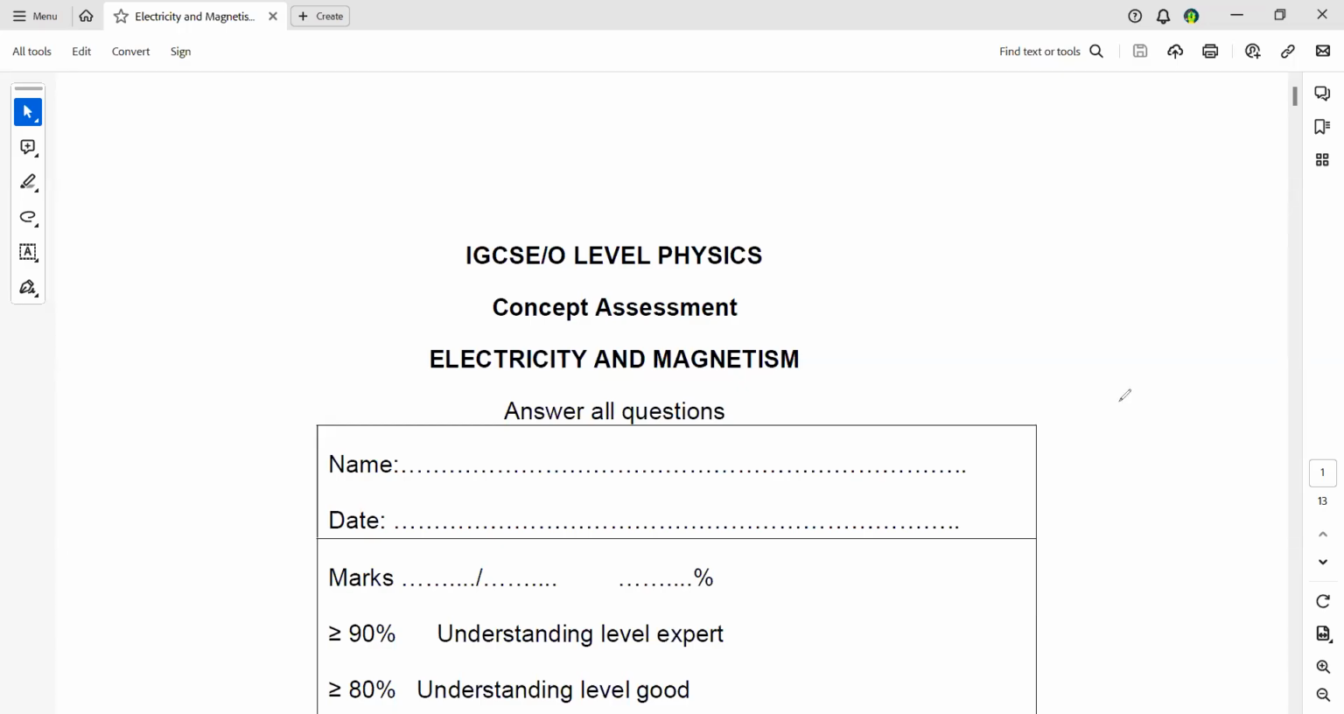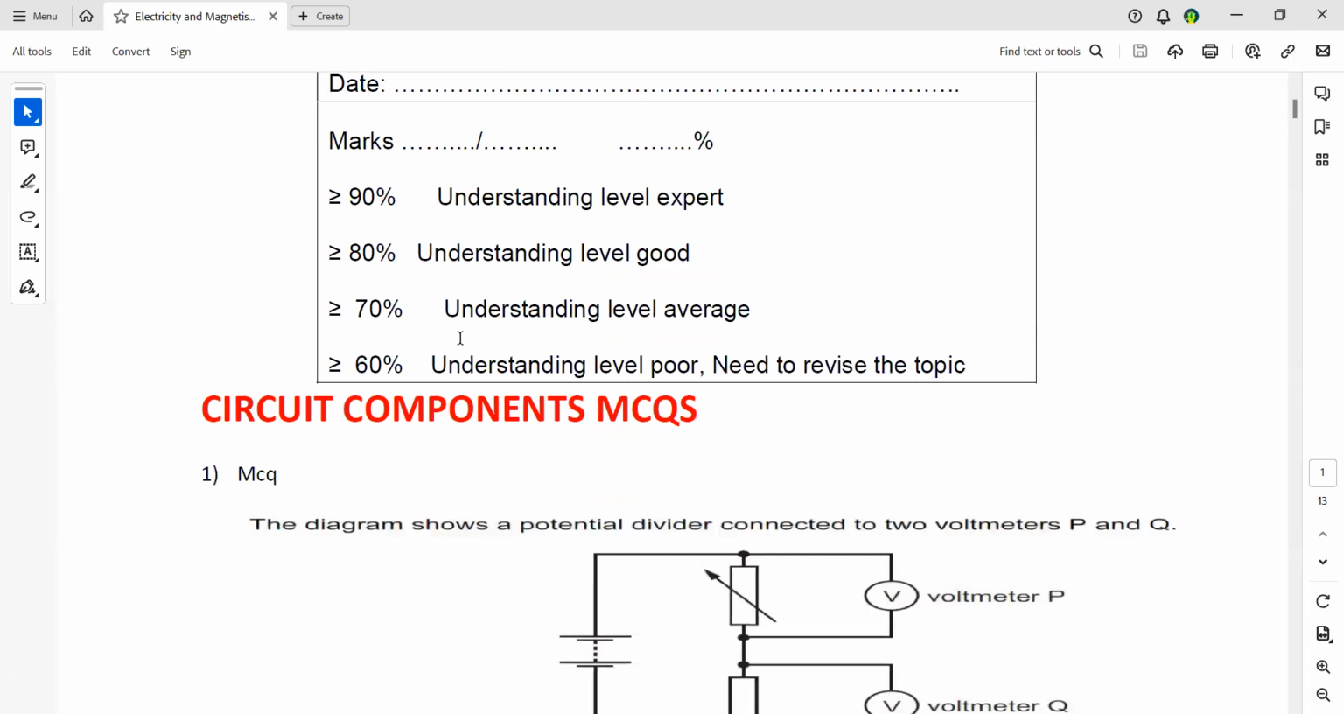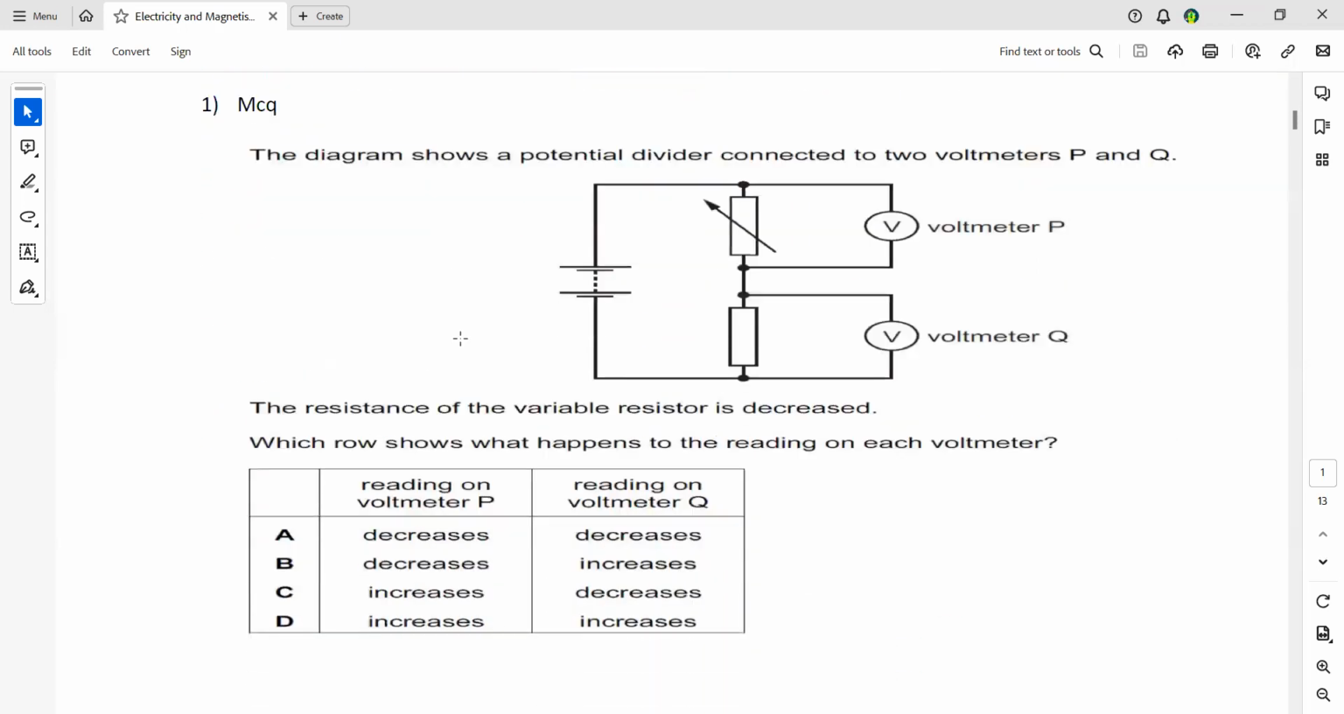So electricity and magnetism pop quiz 4, which was related to the circuit components as we discussed. The diagram shows a potential divider. What is the meaning of a potential divider circuit? When two or more resistors are connected in series, we call them a potential divider circuit.